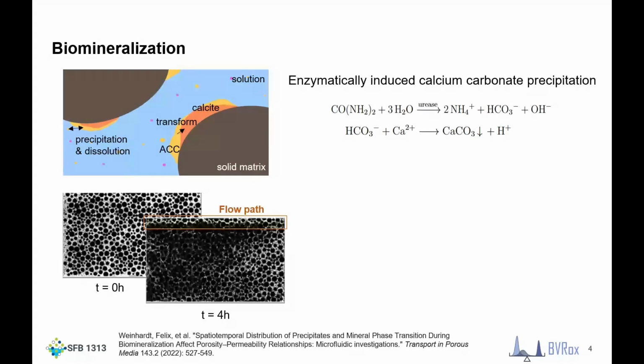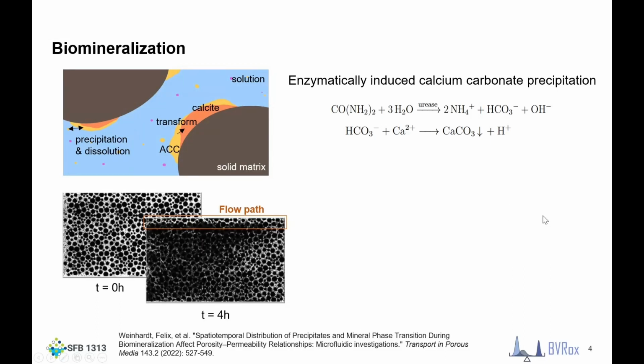And you can also see that this precipitation doesn't happen uniformly over the whole spatial domain, but there are areas where there's more precipitation and where there's less precipitation. Here, I would just like to highlight this flow path at the top where there's almost no precipitation happening, so the flow can go through unhindered.